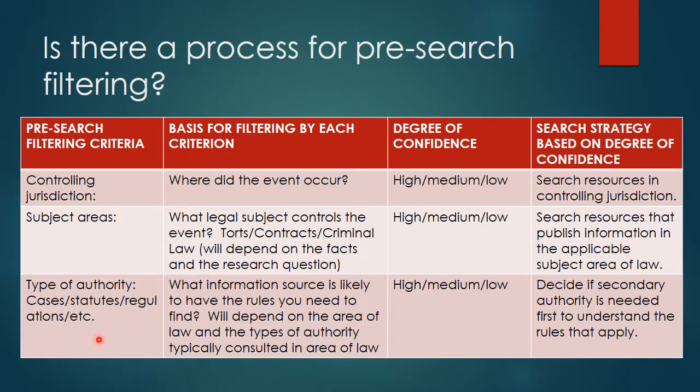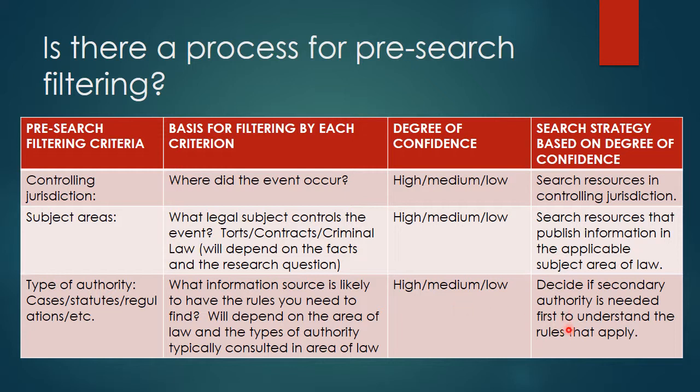Here, under pre-search filtering criteria, another category is type of authority. We have different types of legal authority. We can refer to cases and get court opinions. We can look to statutes for legislation. We can look to regulations for agency rules. And the basis for that is, obviously, the question: what information source will have these rules I need to find? And again, it always depends on the area of law and the types of authority typically consulted in an area of law. And your degree of confidence is shown here.